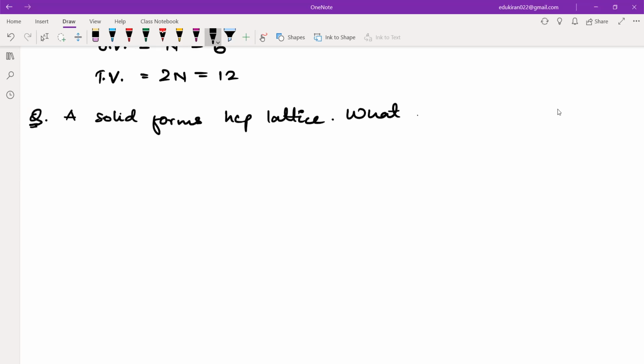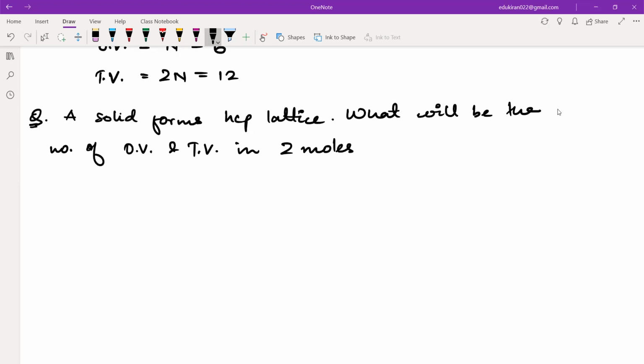What will be the number of octahedral voids and tetrahedral voids in 2 moles of it. ठीक है, कीजिए इसको, बताइए कितना होगा. ये बताइए नंबर ऑफ एटम्स कितने हो जाएंगे पहले, ठीक है ना. First of all you guys will tell me in the chat what is the total number of atoms.